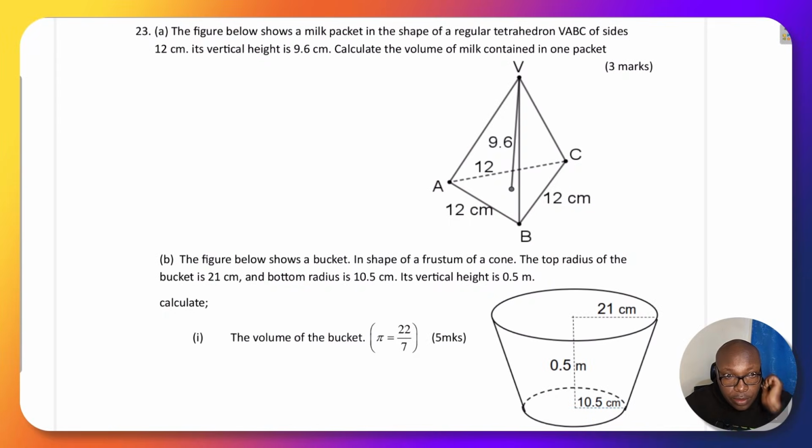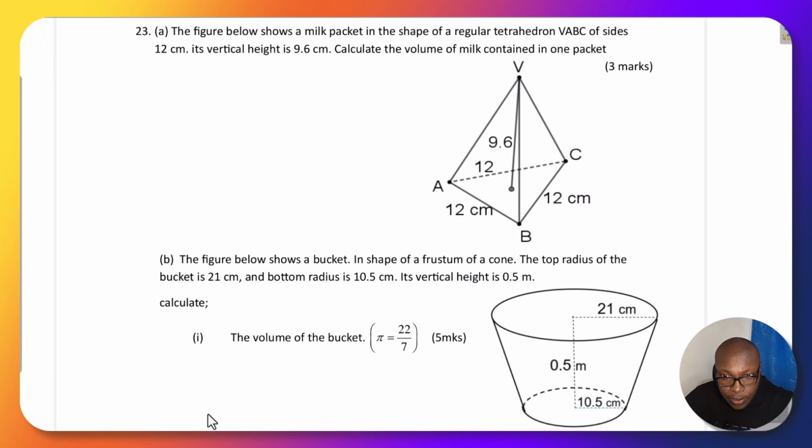Question 23, part A. The figure below shows a milk packet in the shape of a regular tetrahedron VABC of sides 12 centimeters. Its vertical height is 9.6 centimeters. Calculate the volume of the milk contained in one packet. So the packet is there. You're required to get the volume of the milk that is contained in that packet, and therefore you simply need to get the volume of that packet.